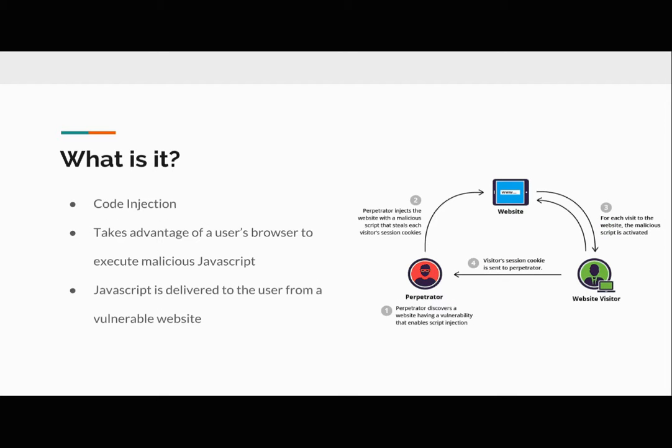So what is it exactly? It is a form of code injection. So basically what happens is an evildoer or perpetrator takes advantage of a user's browser to execute some malicious JavaScript. So basically some JavaScript is delivered to the user from a vulnerable website.